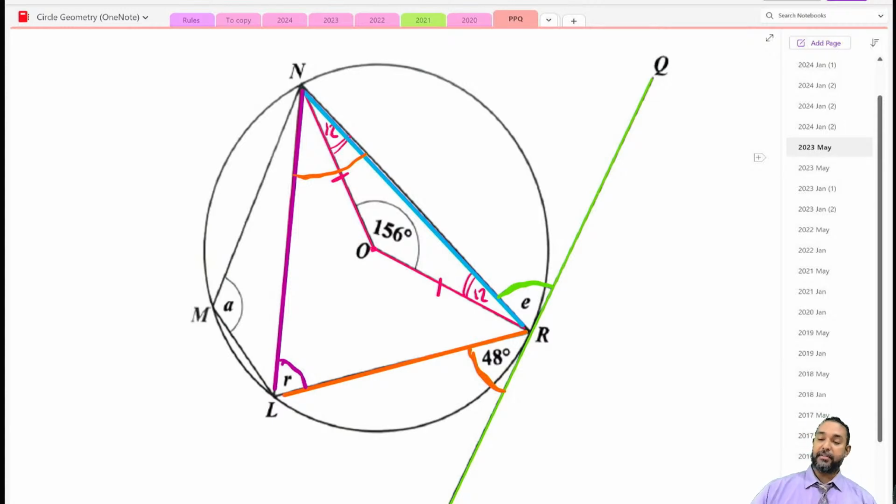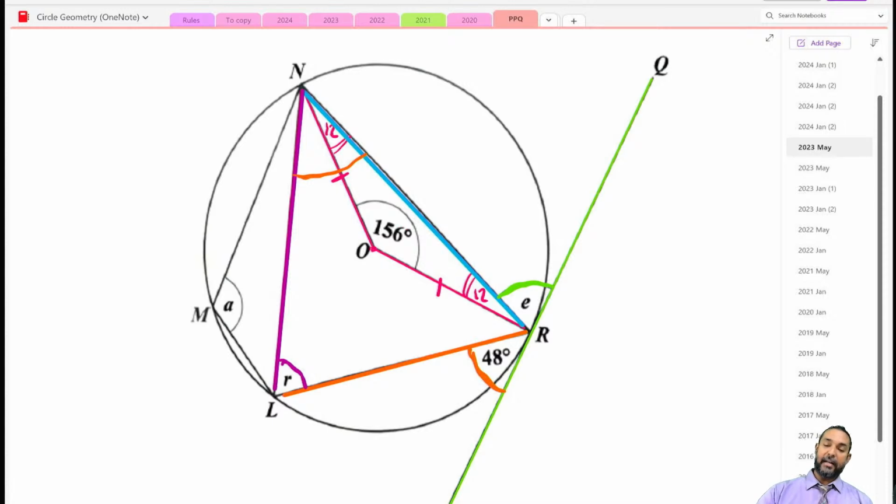That's correct. Yes, this is a straight line. So the sum of the angles on a straight line is equal to 180. And we have, it's cut into 4 pieces, out of which we have 3. So 90 and 48 is 138, and 138 from that is 42. That's correct too. Very good.